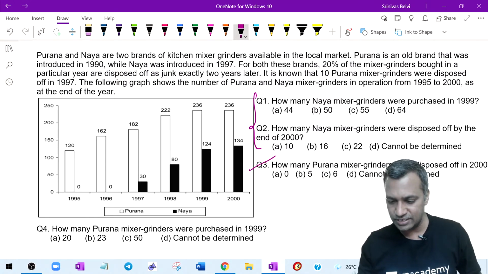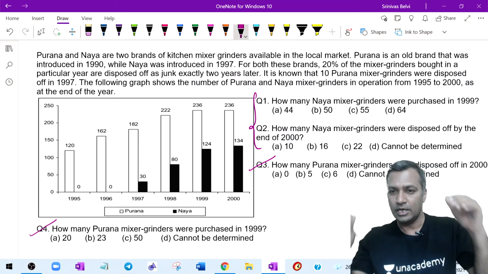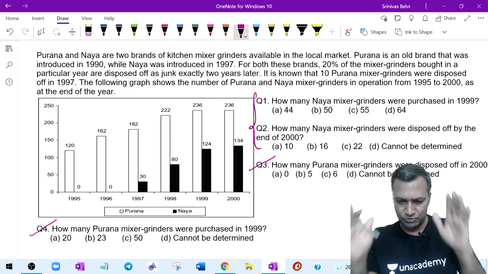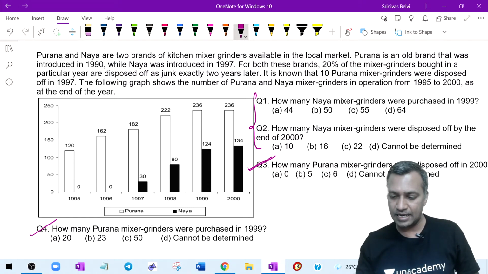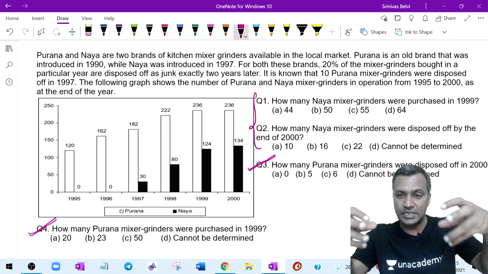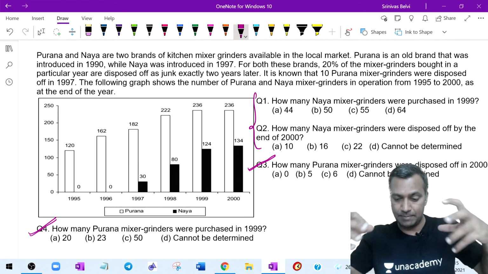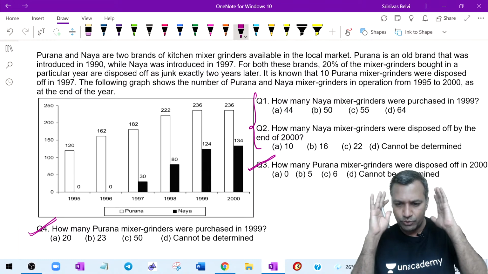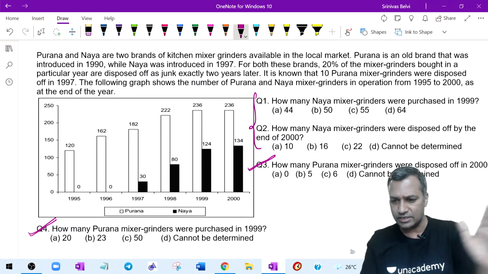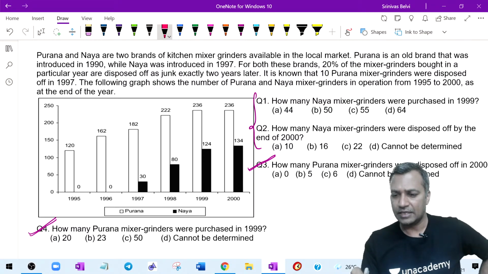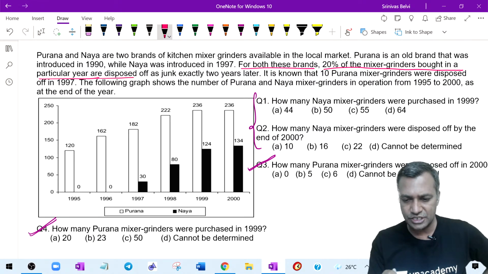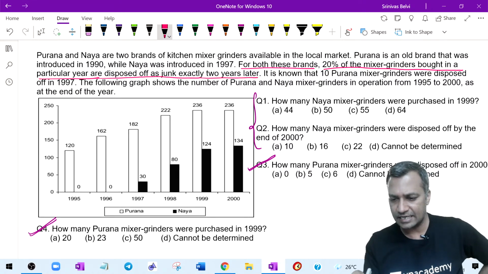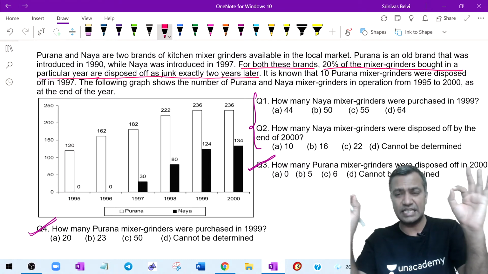In fact, I want to teach you how to answer question 3 and question 4, because this was the first classical set, after which some of the sets that came in capitalized on questions of type 3 and 4, which means they built from there. When you read this particular set, it's nice. So look at this. Which is the critical statement here? This is the critical statement for both these brands: 20% of the mixer grinders bought in a particular year are disposed of as junk exactly 2 years later. That is the most critical statement.